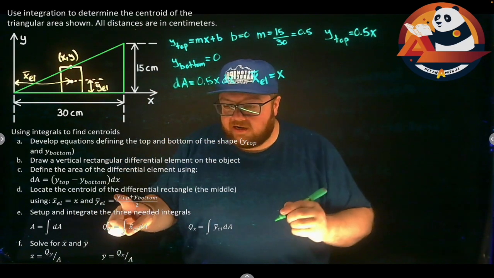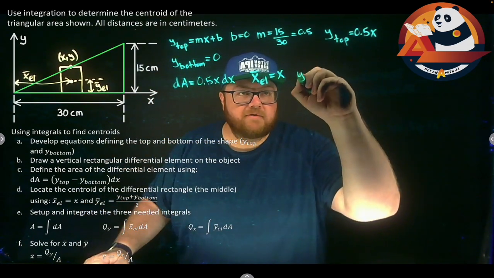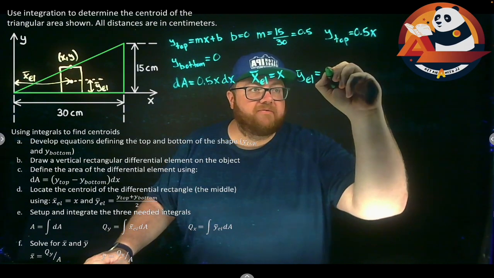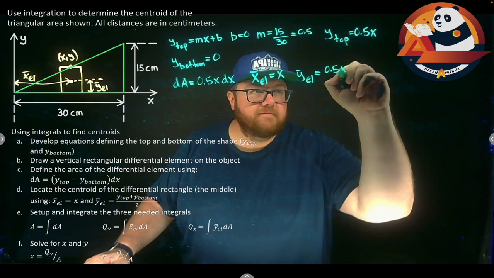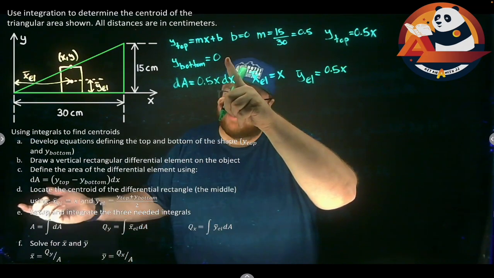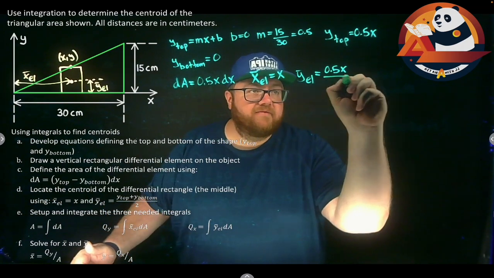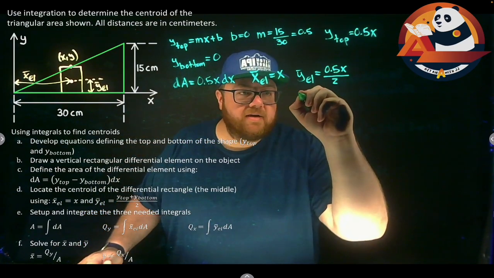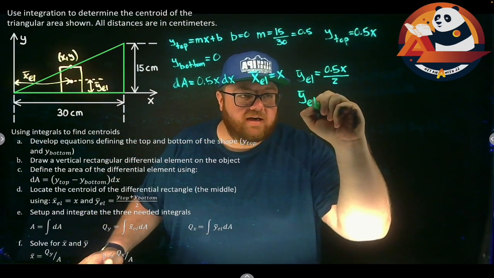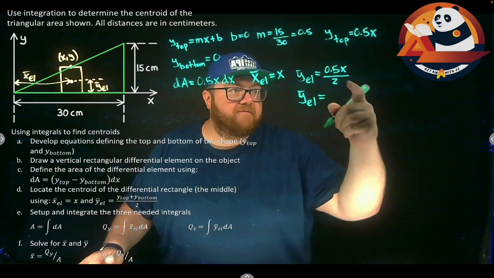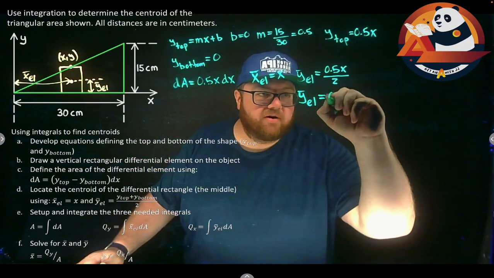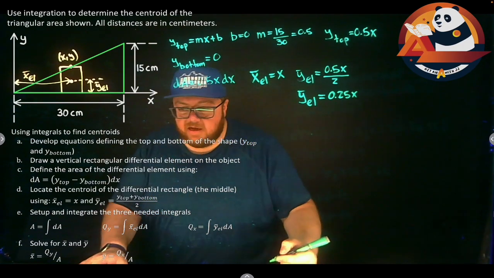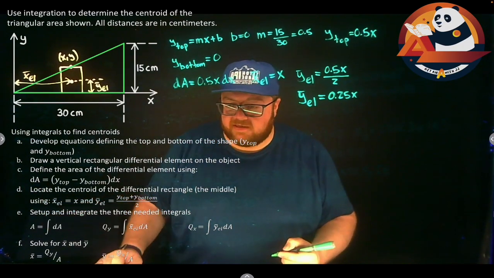So our y bar EL should be our y top, 0.5x, plus our y bottom, plus 0, so let's just leave it off, divided by 2. Or this y bar EL is going to get us y bar EL equals 0.5 divided by 2, which is a quarter, 0.25x. And that takes care of our fourth step, step D.